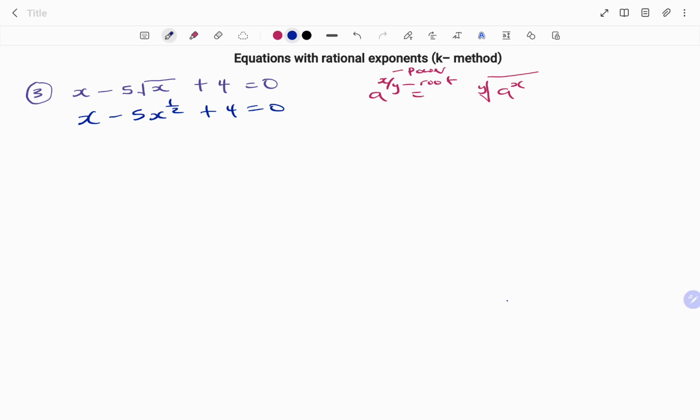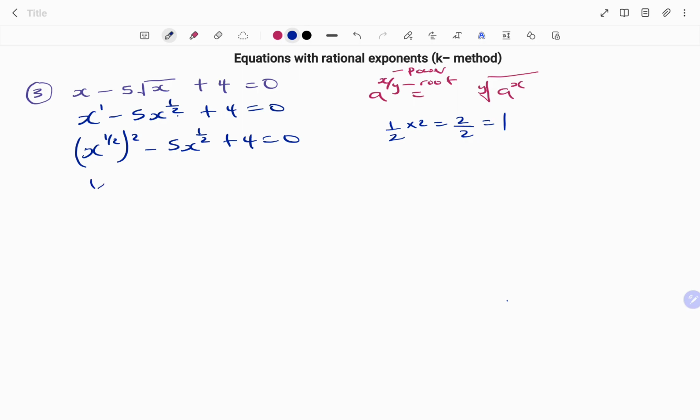Going back to the equation, we are going to raise each exponent to multiples of the lowest. We have an invisible 1 here, so the lowest is 1 over 2. So if I rewrite my x, it's going to be x to the power of 1 over 2 times 2, or squared, minus 5x to the 1 over 2, plus 4 equals 0. Why? I know that 1 over 2 times 2 is the same as 2 over 2, which equals 1.